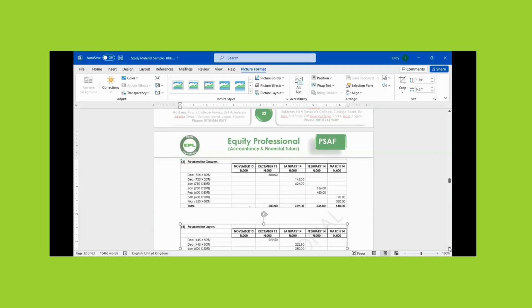We move to February purchase of growers. How much is February purchase of growers? 600. 80% of it will be paid in February, that is 480. The balance of the 20% is going to be paid when? March. 120.